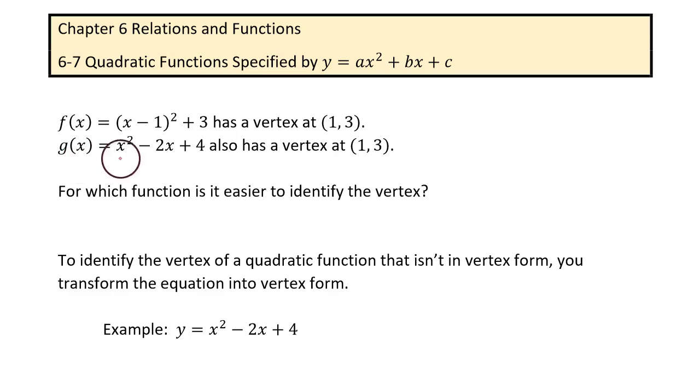Now here's function g. It is also a quadratic equation because it has a second degree term, but it does not have the format of vertex form. However, this still has the vertex (1, 3). I'm sure you'll agree that it's the first function that's written in vertex form that is easier to identify the vertex. To figure out the vertex of a quadratic function that isn't in vertex form, transform the equation into vertex form. So I had figured out function g of x also has a vertex of (1, 3).